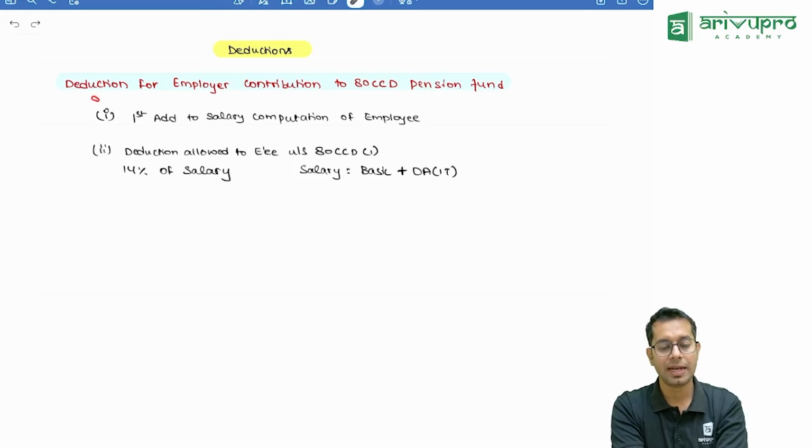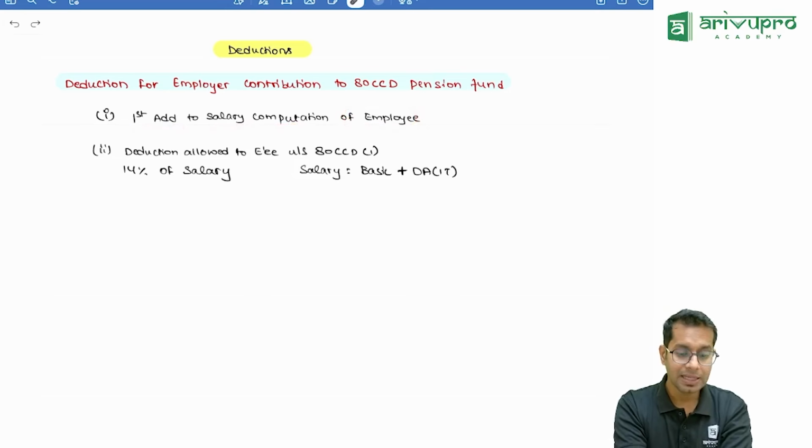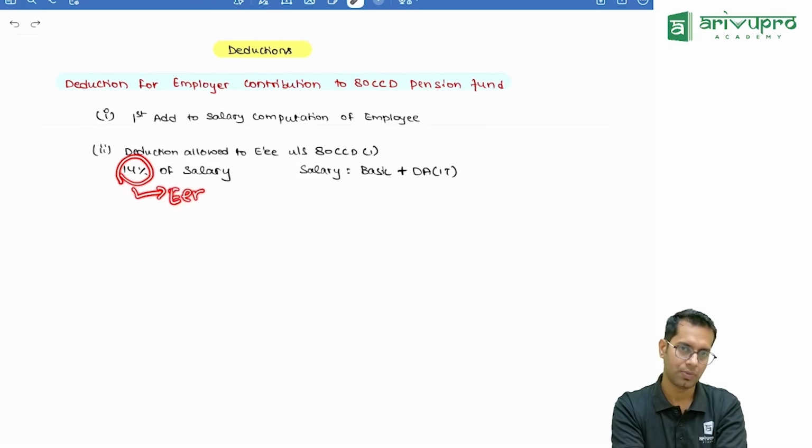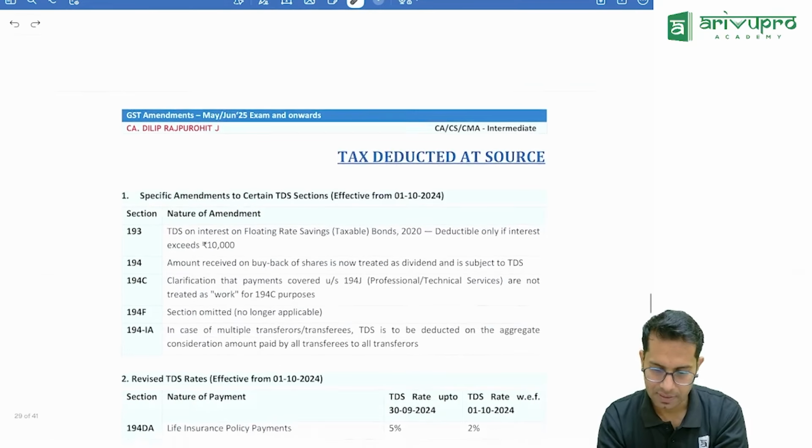So for deduction for employer's contribution to the 80CCD pension fund, what do we do? Normally the employer's contribution, we add it to the salary of the employee first, and then we allow it as deduction. This limit was 10% before. Now the limit has been increased to 14%. Please note, the 14% limit is applicable only for the employer's contribution. 14% of salary, basic pay plus DA.